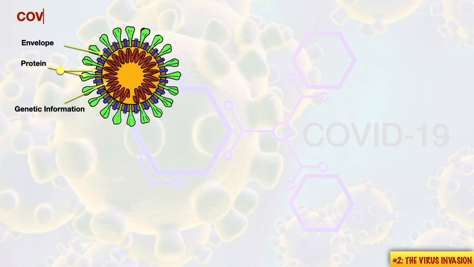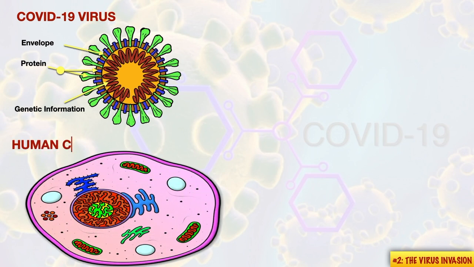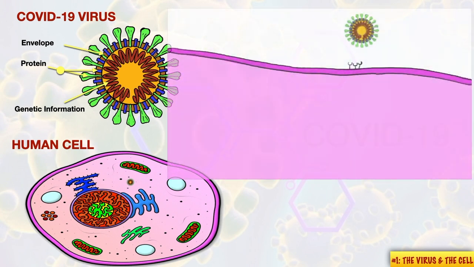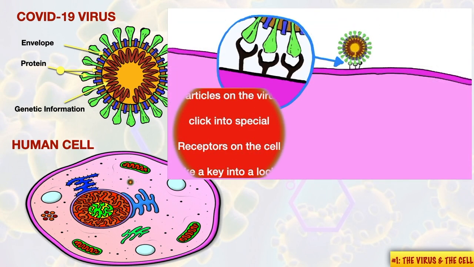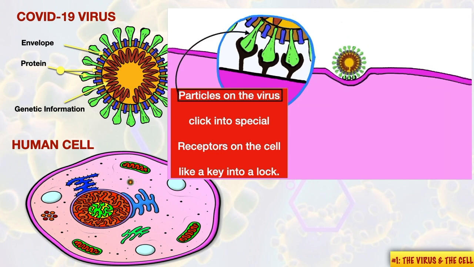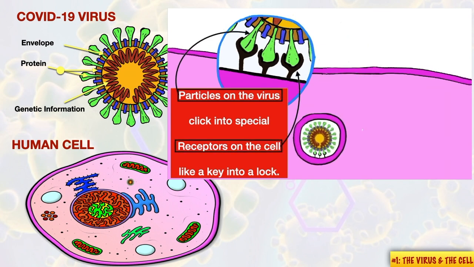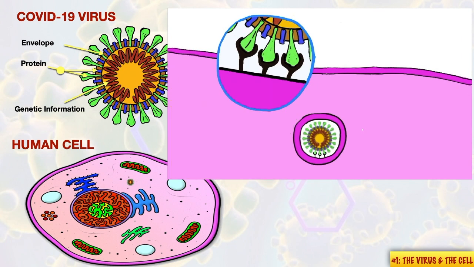In the first movie, we were introduced to the COVID virus and the human cell. We will now see what happens when the virus invades the cell. If we take a close look at how the virus enters our cells, we can see that the protein particles that stick out of the virus can click into protein particles that stick out of the human cell. It is a bit like the virus particles are a key that fit into the cell's particles that are a lock. This allows the virus to unlock the cell and it can get into the cell's cytoplasm.